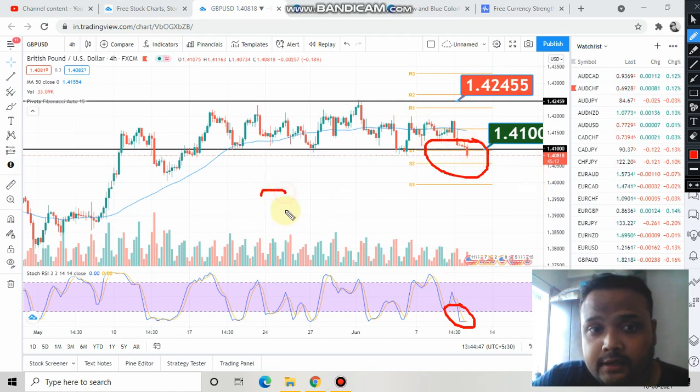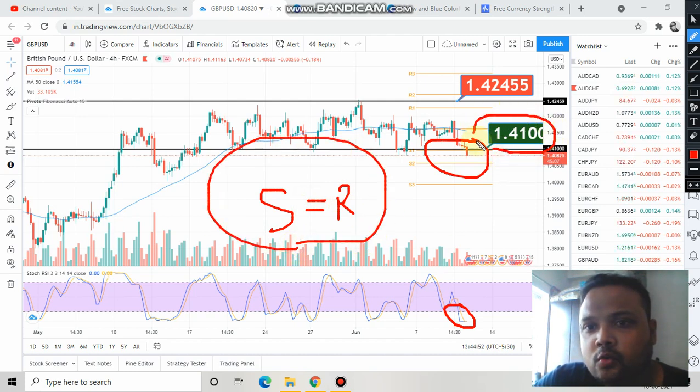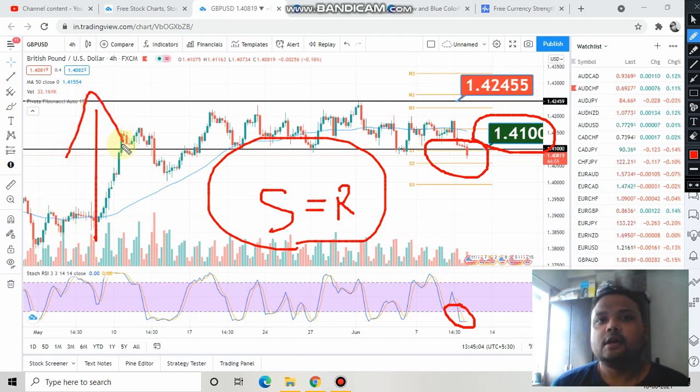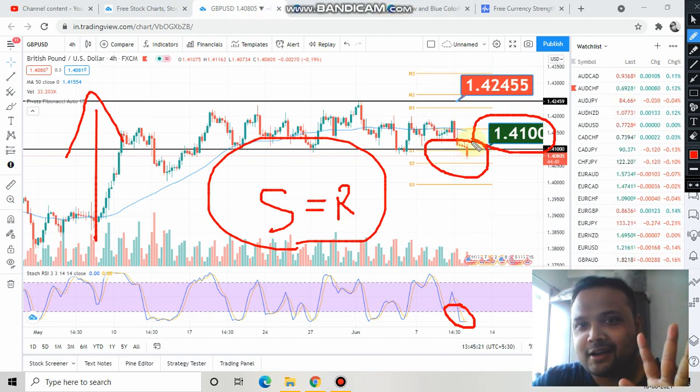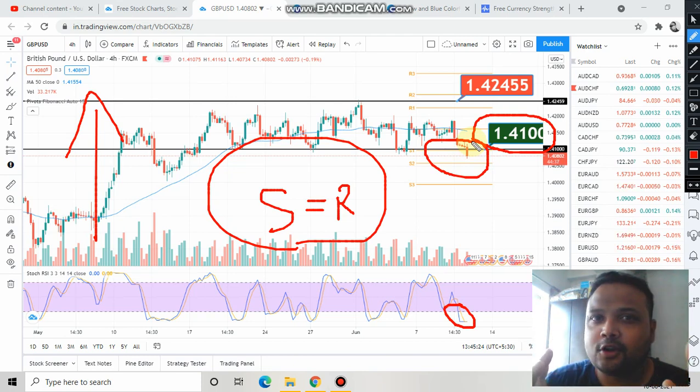Then the support will become the resistance. This 1.4100 will be the resistance for the market. But remember, overall the trend of the market is towards the upside. The overall market is bullish. Therefore, be very careful. If after 4 to 6 hours you do not see good selling pressure with a good amount of volume, remember, if price is the king, then volume is the queen. If you do not see good volume, then do not short the market. If you see only small, tiny red candles, do not short the market. Try to understand the market psychology, try to read the market emotion, and only then act.